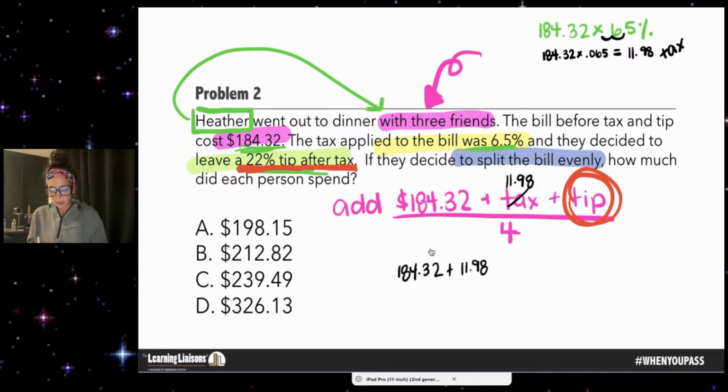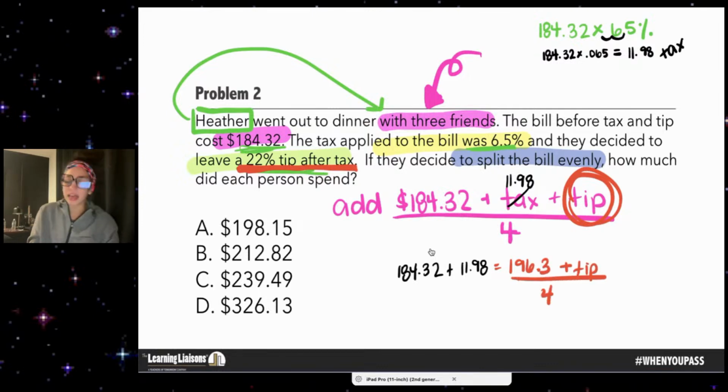184.32 plus 11.98. So this equals 196.3. Add my tip, divide by 4. Like that's how I'm kind of workflowing this out. 196.3, I need to then add my tip and divide by 4. So I need to figure out what my tip is. How do I figure out what my 22% tip is on $184.32?